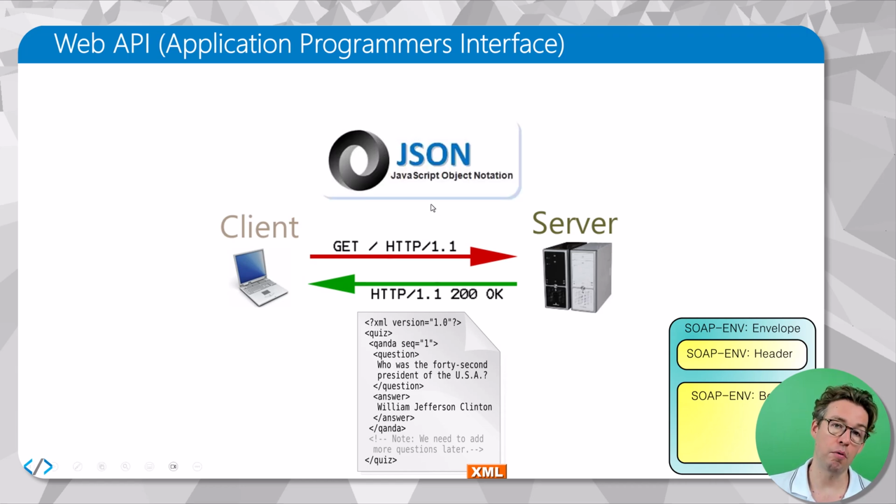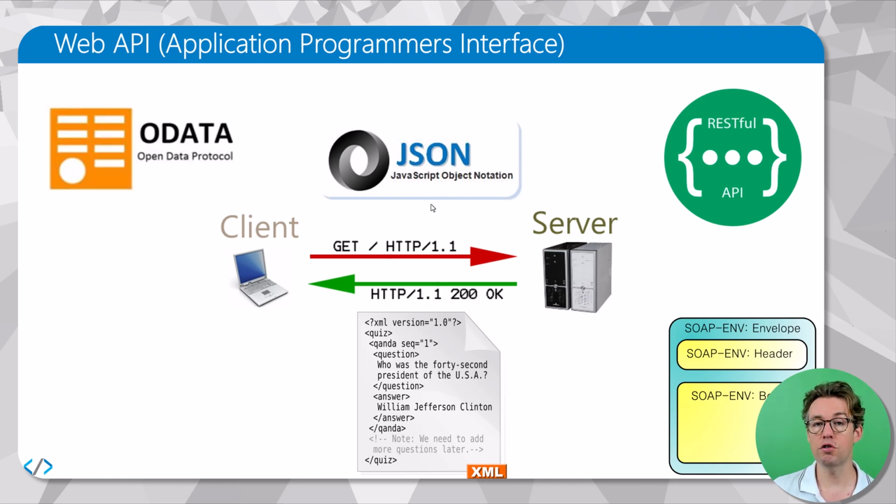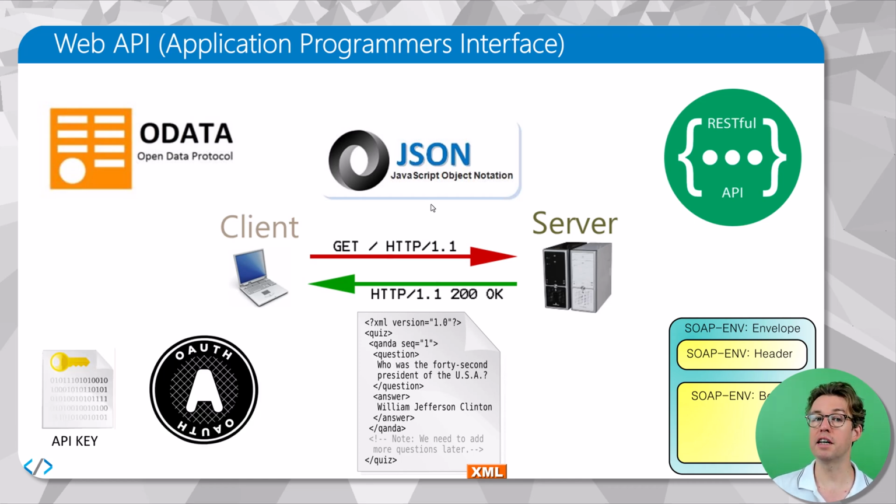This is a way more compact format, and it's also very compatible with JavaScript, because these are basically JavaScript objects that you're sending across the line. And this is what they call RESTful APIs. And you can also on top of that have like an OData protocol to query the REST API, like do a select and a where and a join. So that's really easy. And of course you need some authentication.